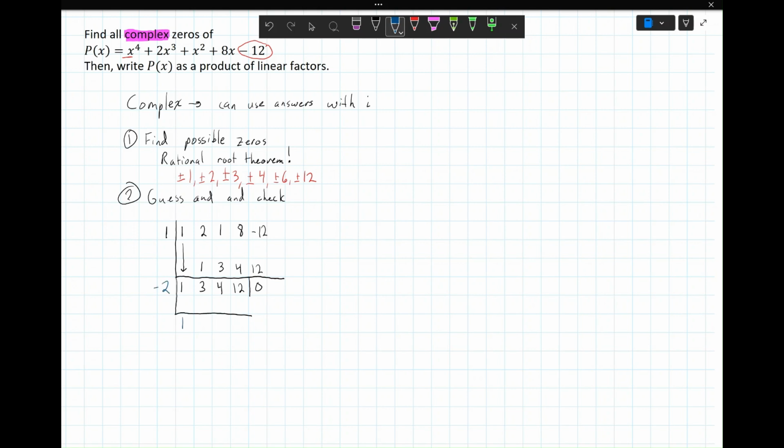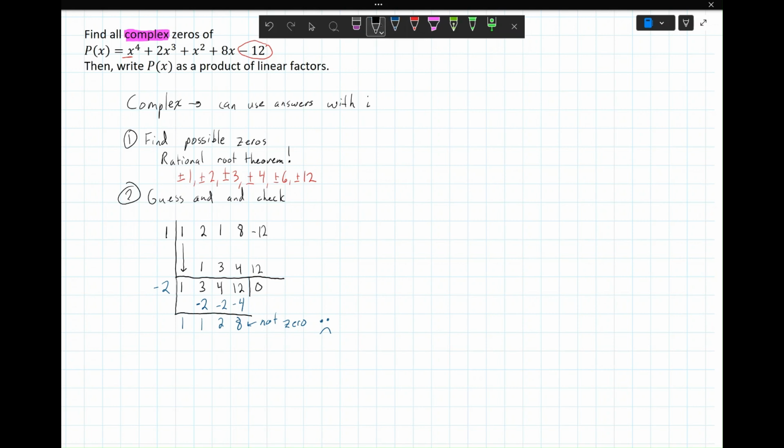So I bring down the 1. I multiply by -2, so I get -2. 3 plus -2 is 1. 1 times -2 is -2. 4 plus -2 is 2. I get a -4, and I get an 8 here. So does this work? Nope, this is not 0. So I didn't get lucky.